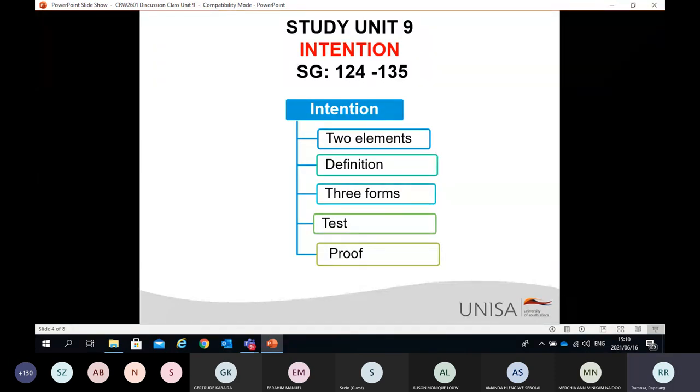We will go further to talk about how you prove intention, that is the test itself, and the component of intention that extends to all the elements of liability.